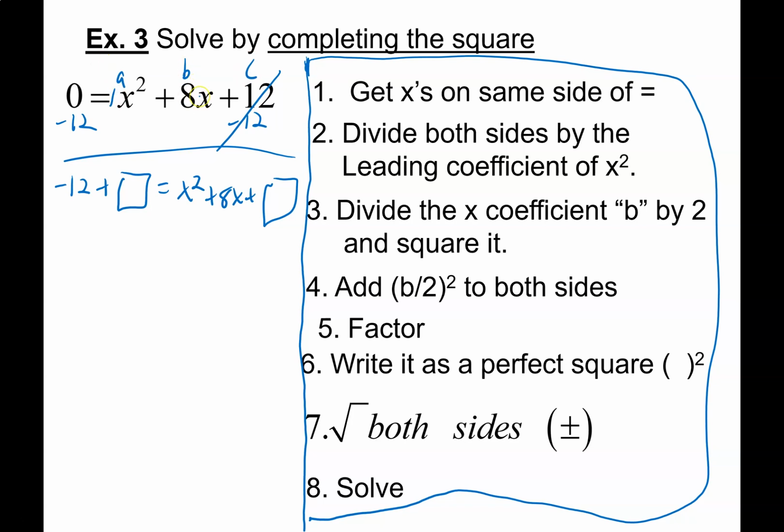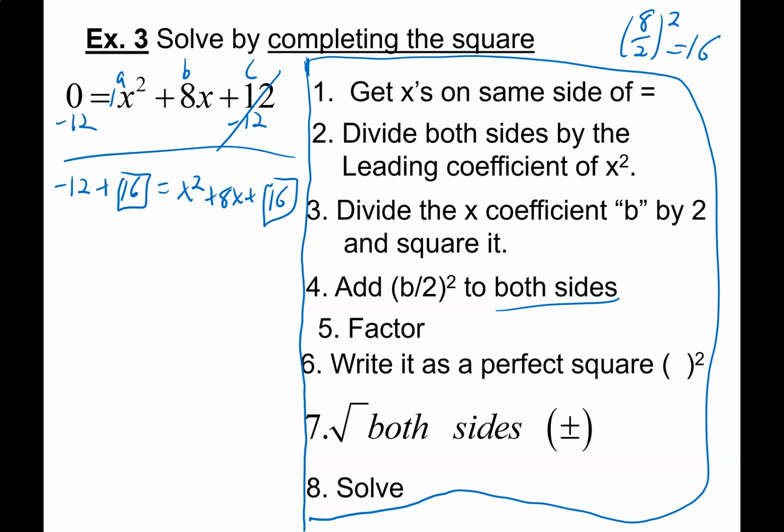So I'm going to take this b coefficient 8. I'm going to divide it by 2, and I'm going to square it. 8 divided by 2 is 4. 4 squared is 16. And I'm going to add it to both sides. That's where I put this little box. So what did that do?